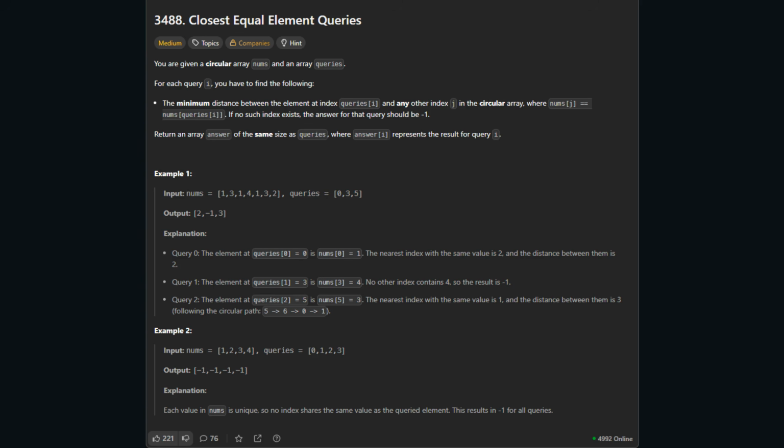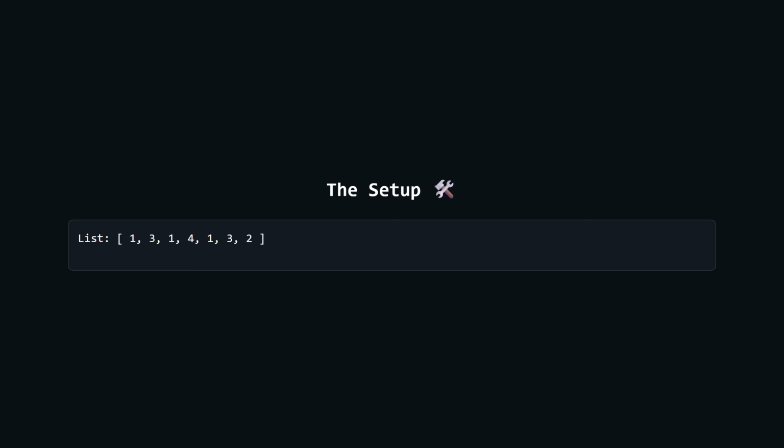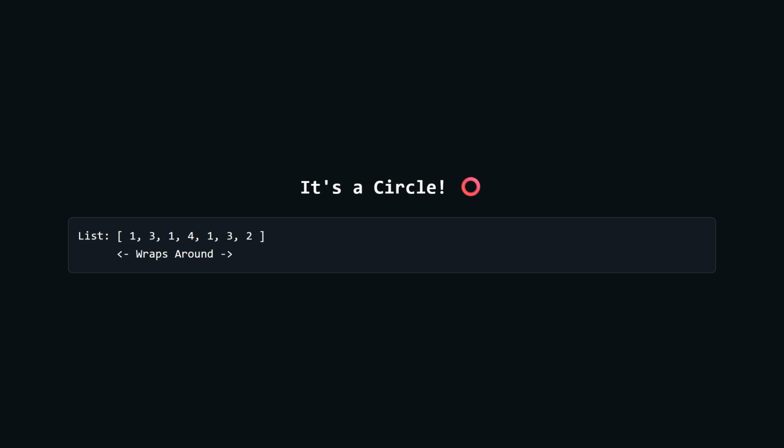Here is the problem page. It's a little bit wordy, so let's break it down into simple terms with a visual. We are given a list of numbers. But there is a catch. This list isn't a straight line. It's circular. The very last element connects right back to the very first element.